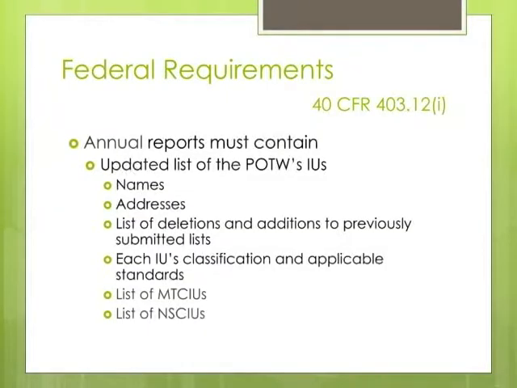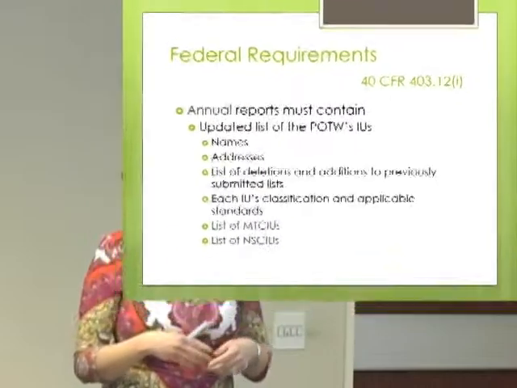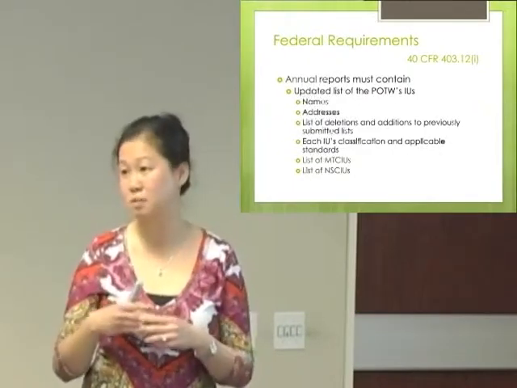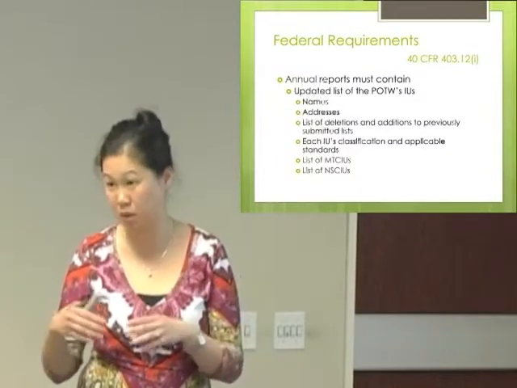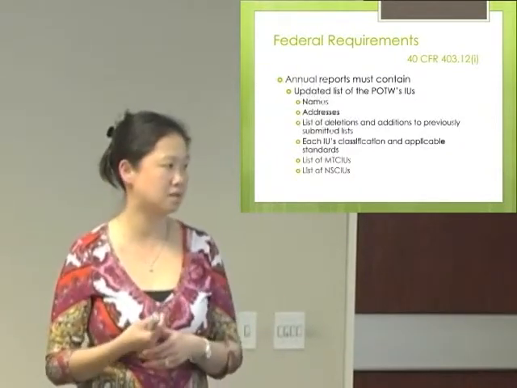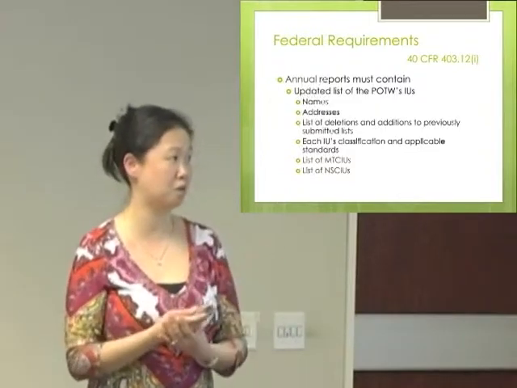Another state oversight that you must do as approval authorities is to review the annual reports that you get. There are federal requirements for annual report content, and this is the list. It's in 403.12(i). Federally, they're required to submit a list of IUs, names, addresses, any deletions or additions to the previous list, classifications of each IU and the applicable limits, a list of MTCIUs, that is middle tier CIUs, if the POTW is implementing that classification, as well as non-significant categorical industrial users. Those are the federal requirements.